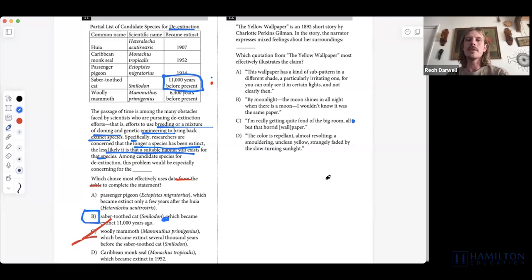All right, so question 12 is pretty straightforward, simple, right? We want to illustrate a claim. All right, so what is the claim? That there are mixed feelings about her surroundings, right? So we need to describe surroundings, and we need to do it in a way that demonstrates mixed feelings.